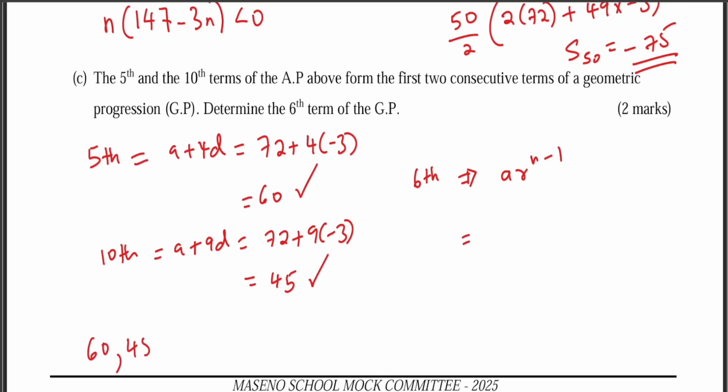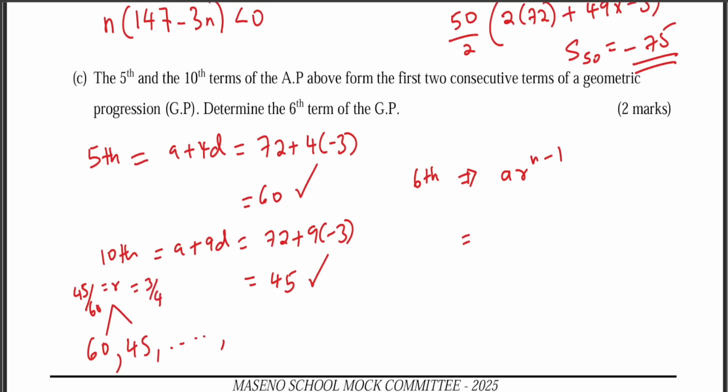So it's 60, 45, followed by other numbers which you don't know, which you can also find. So your common ratio should be 45 divided by 60, right? So 45 over 60 is the common ratio. This is your r. If you take 45 divided by 60, it should give you 0.75, which is 3/4. So your common ratio is 3/4.